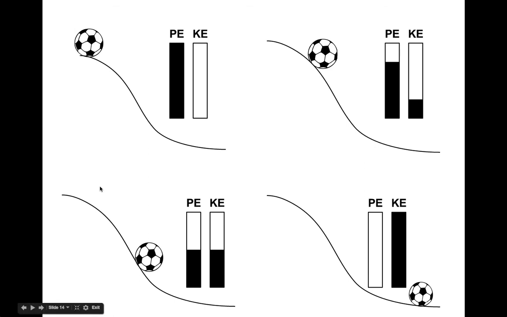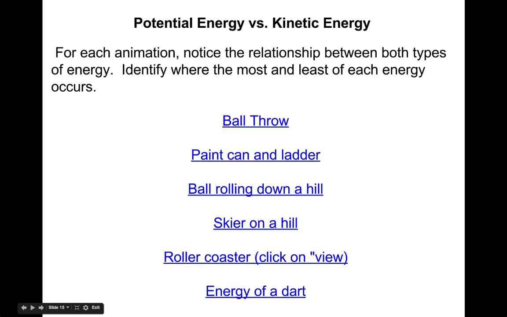Right, and so here we have a freeze frame of a soccer ball. Here it has 100% potential energy and no kinetic energy. So you can see the amount that potential energy has decreased is the same amount that kinetic energy has increased. Here potential energy has decreased by half, and so kinetic energy has taken that half. And then here we are at 100% kinetic energy and 0% potential energy. So we're going to look at a couple animations, and that will show you potential and kinetic energy.